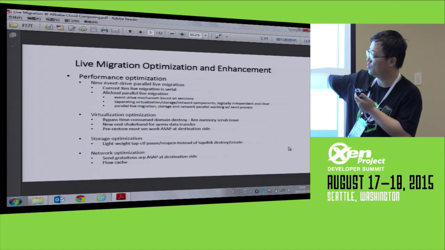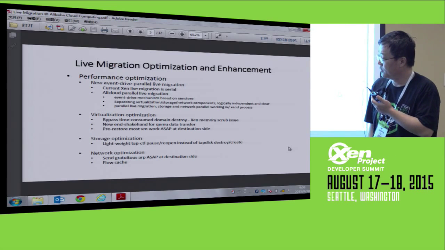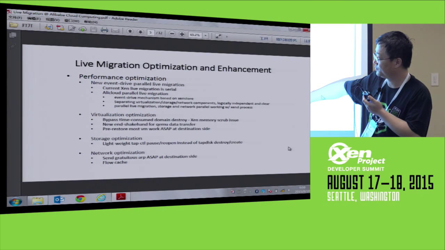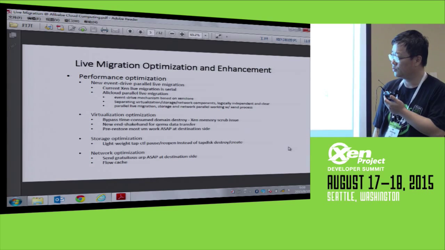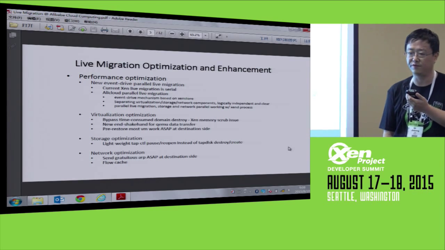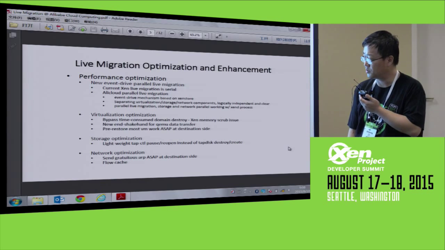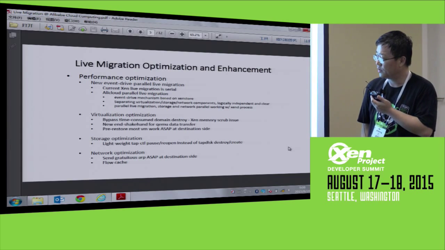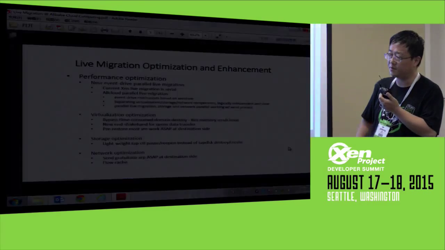The reason I will tell you in the next figure. And we do some work for storage optimization and network optimization. You know that in a real cloud environment, there are different types of storage and different types of network. For storage, for example, the community usually uses tapdisk2.